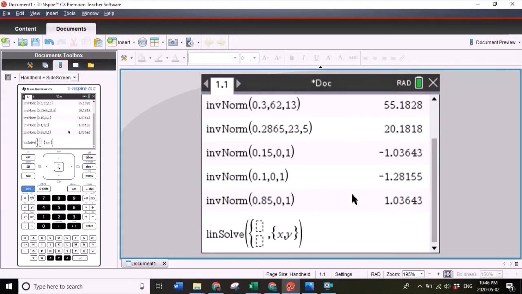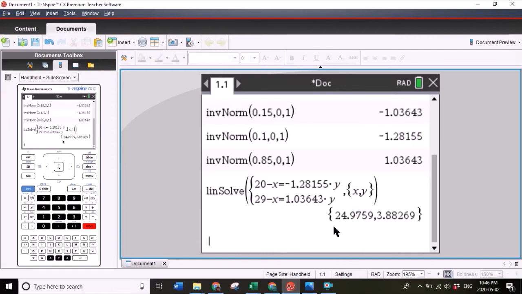And then I press OK, and it says, can you put in your two equations? Oh, I gladly will. So I have 20 minus x equals negative 1.28155y. And then down here, I have 29 minus x is equal to 1.03643y. I just press enter. The calculator is just going to do a linear solve. And there it spits out x, it's 24.9759, and y is 3.88269.